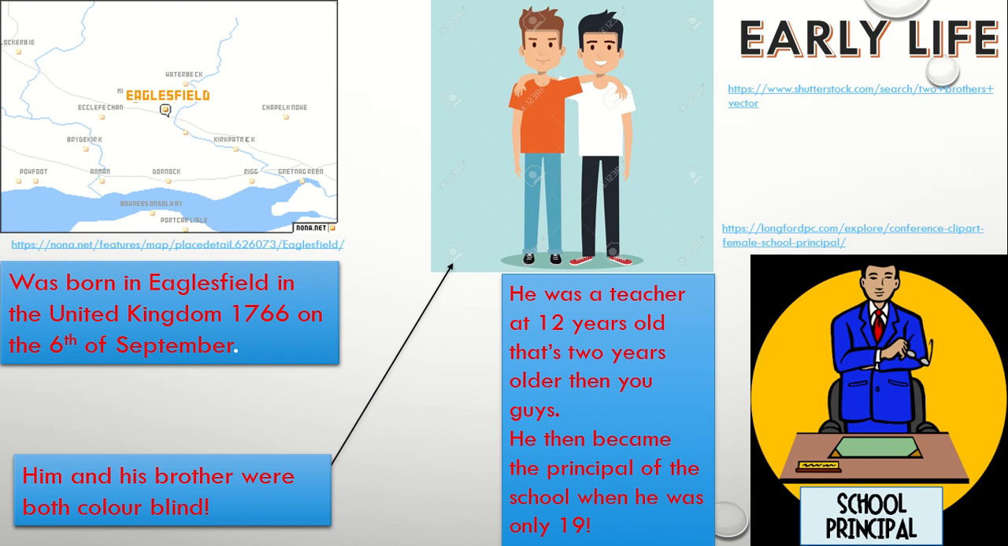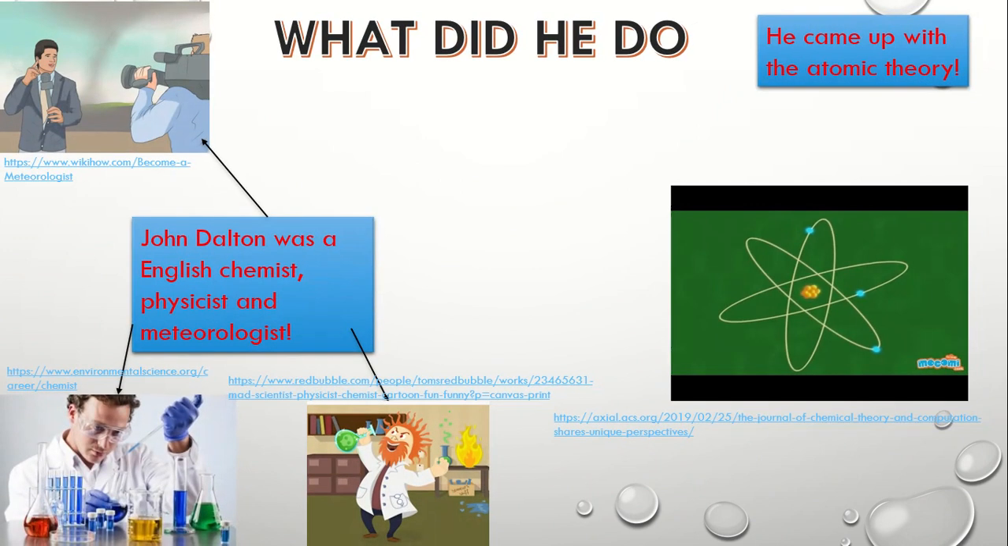John Dalton was not only a teacher, he did several other things. He was a meteorologist, chemist and physicist, which means he did lots of experiments. Through all these experiments, he started to pull apart the things we're going to learn about today, the atomic theory.